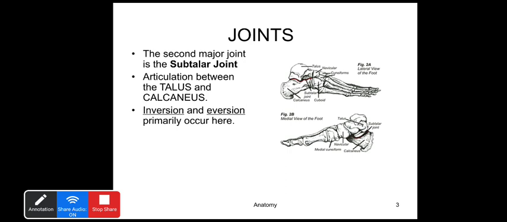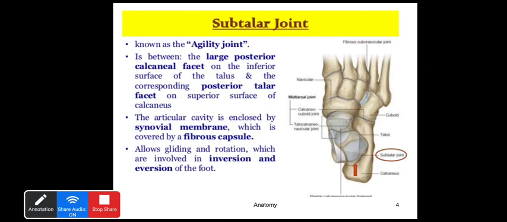Inversion and eversion primarily occur at this joint. It is otherwise called the agility joint, where quick movements take place. It is between the large posterior calcanean facet on the inferior surface of the talus and the corresponding posterior talar facet of the superior surface of the calcaneum. The articular cavity is enclosed by the fibrous capsule lined by synovial membrane. Mainly the movements of this joint are gliding and rotation, which are involved in the inversion and eversion of the foot.